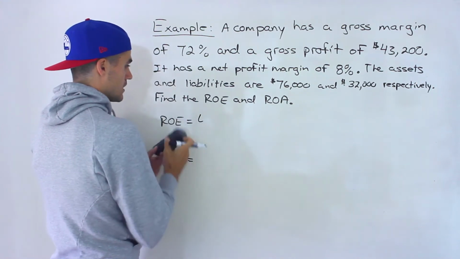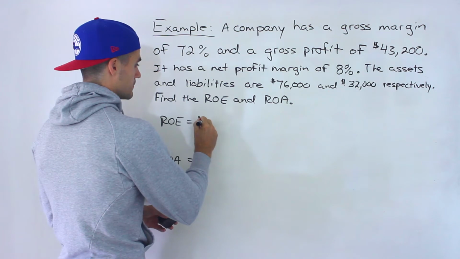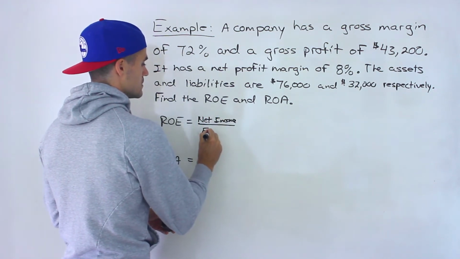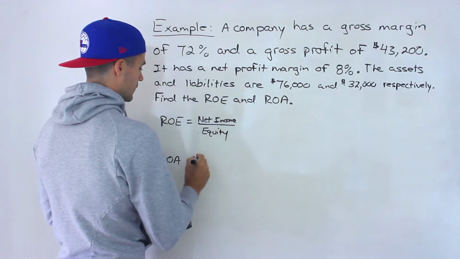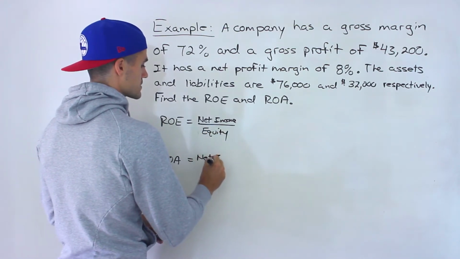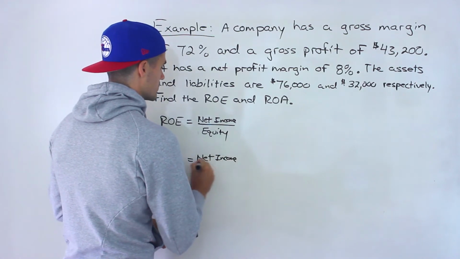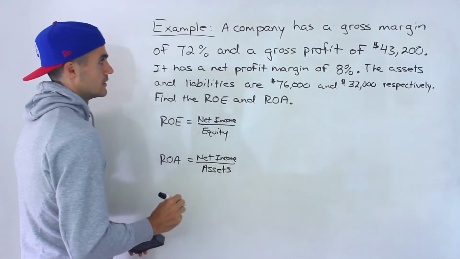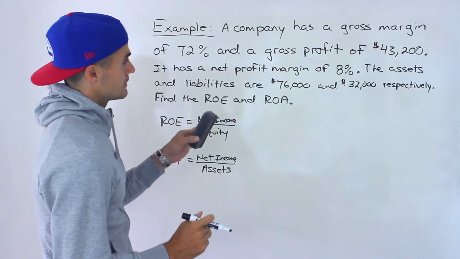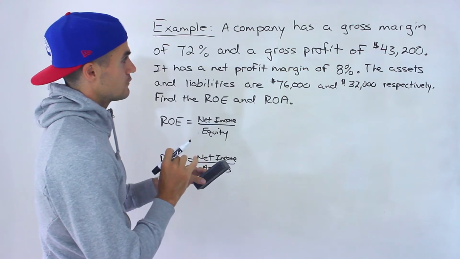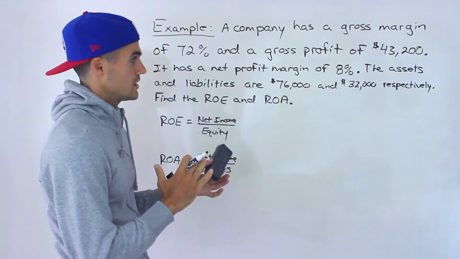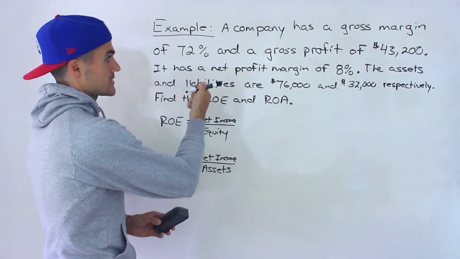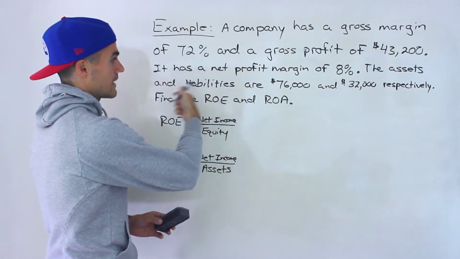Well, it's basically the net income over the equity. And then return on assets is net income over assets. Just so we know what we need. And notice that when you read the question, you're given information about both the income statement and the balance sheet. The first two sentences are about the income statement, and then the assets and liabilities are part of the balance sheet.